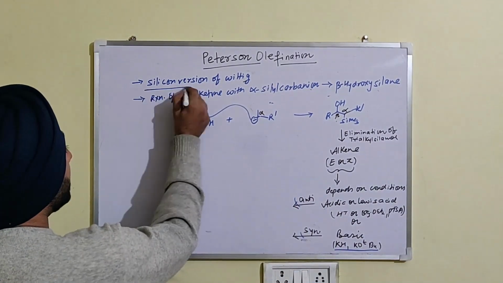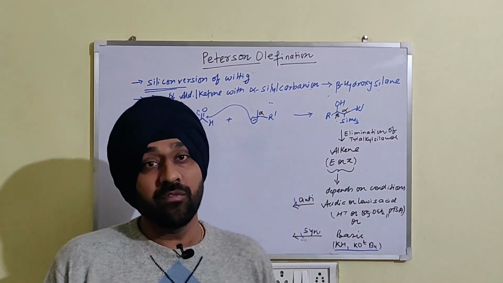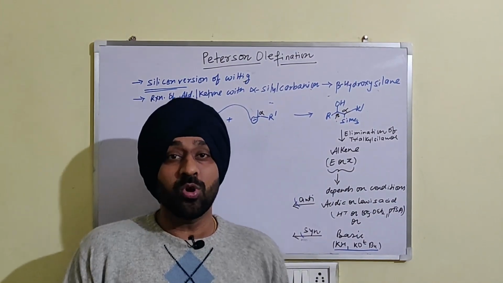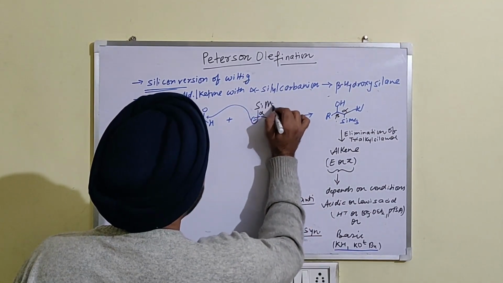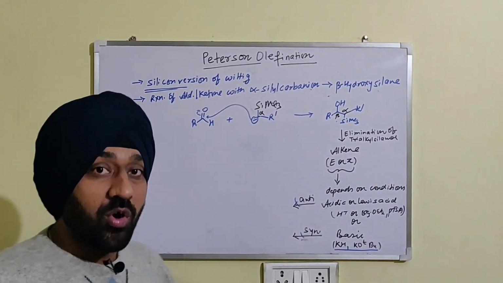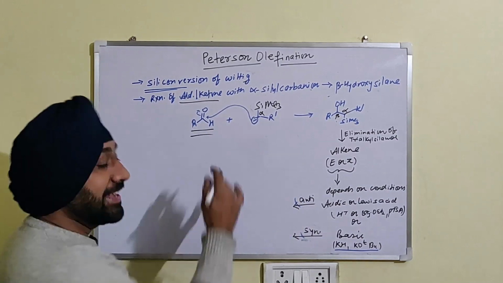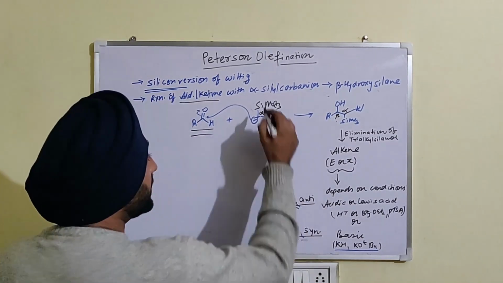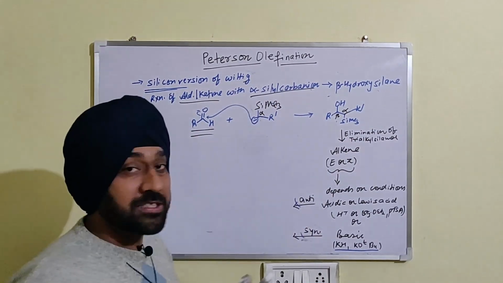So this is nothing but a silicon version of a Wittig Olefination. Since in the case of Wittig, what we use is a phosphonium salt, here we are using a silane, SiMe3. Okay, here we are using silicon. Now this involves a reaction of either an aldehyde or a ketone. So what you start with is an aldehyde or a ketone, and then what you take is an alpha silyl carbanion. Okay, you generate a carbanion at this position.